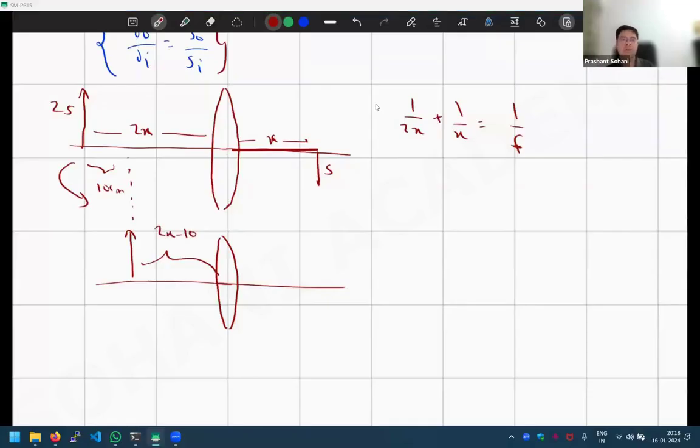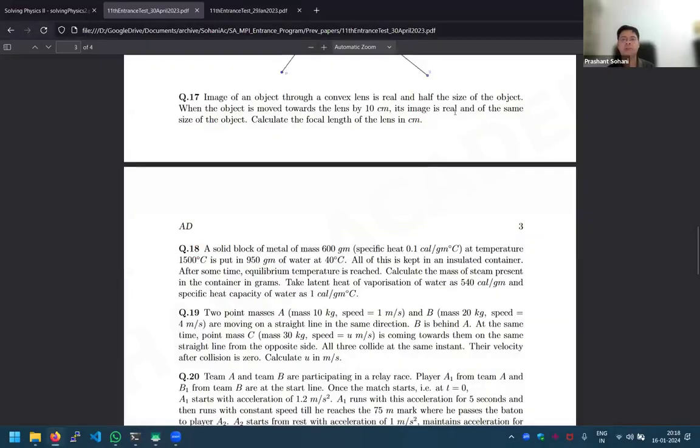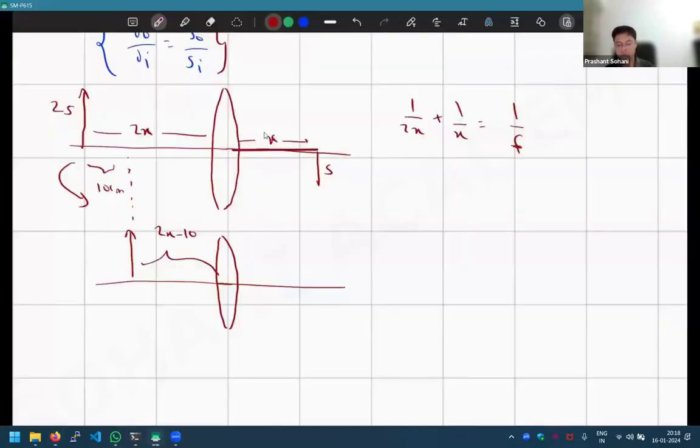And now in this case, what they are saying is that the image is real and of the same size of the object. So now you see important, the size of the object is also same as the image. So if the object and image are of the same size, the distance from the lens also has to be of the same size. So this distance, which was originally x, now the image may have moved to a different location. So we don't know where the image is, but what is guaranteed is that this distance and this distance are equal. Why? Again, because the size is the same.